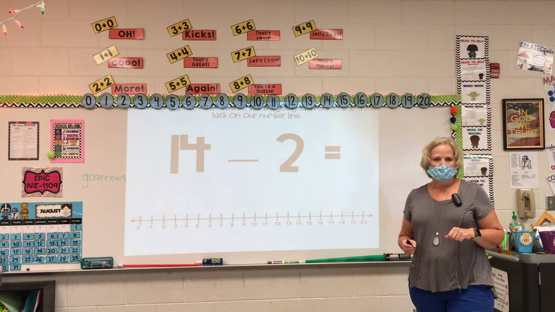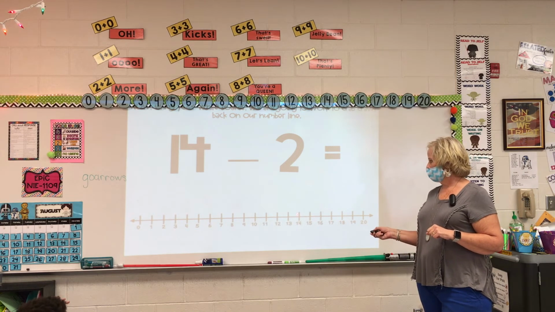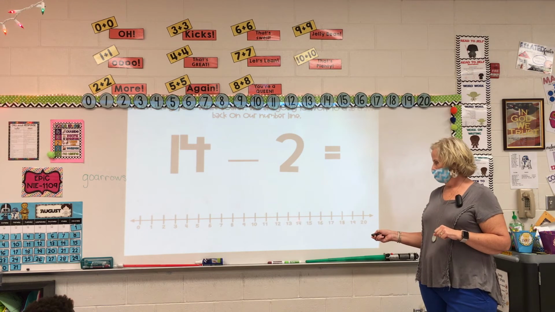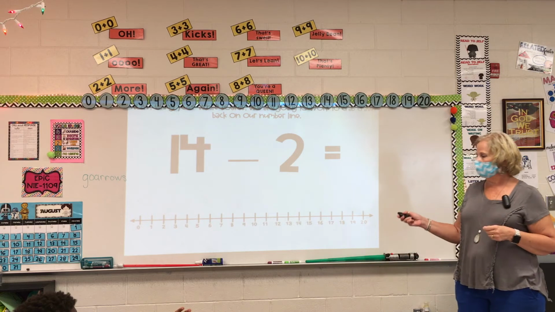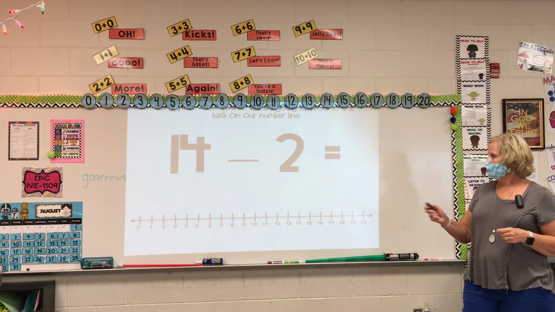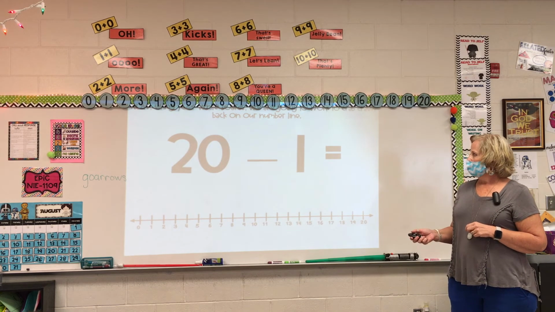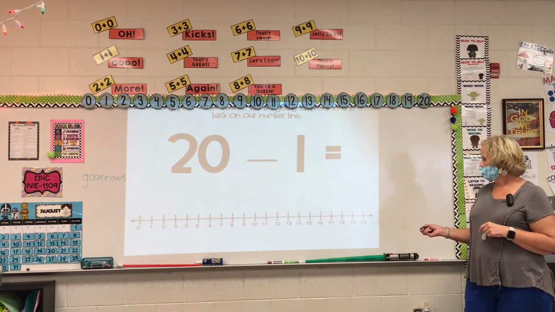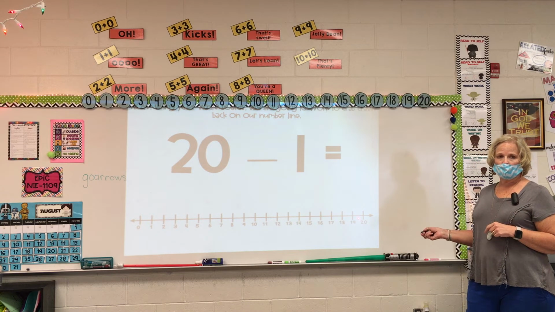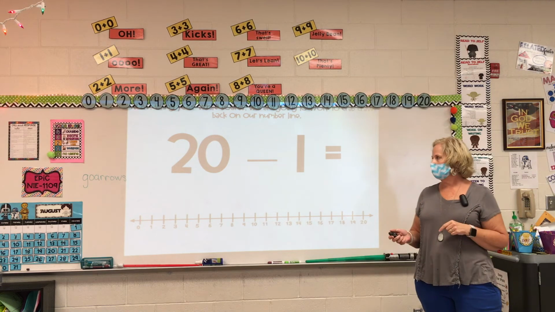14 minus 2. What number am I going to start with? 14. 14, right here. How many am I going to go back? 2. 1, 2. What's my answer? 12. Very good. 14 minus 2 equals 12. Good job. All right? 20 minus 1. What number do I start with? 20. What do I have? 19. 20 minus 1 equals 19.